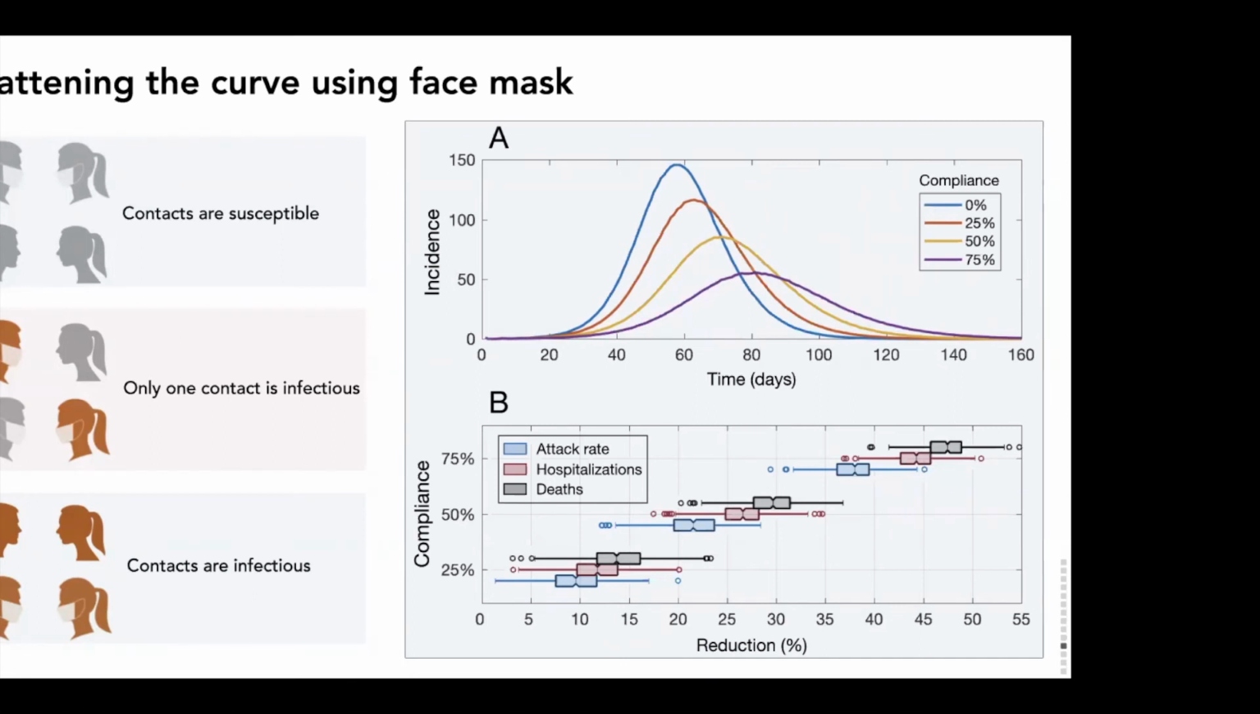We looked at how effective masks are, depending on the compliance of the population. Obviously, masks only are not going to be able to contain the outbreak, but they are going to have a significant effect on flattening the curve of the outbreak, depending on the compliance, as I said. And the significance of masks is actually more on the outcomes of COVID-19, which are death and hospitalization, but less on the infection spread in the population.